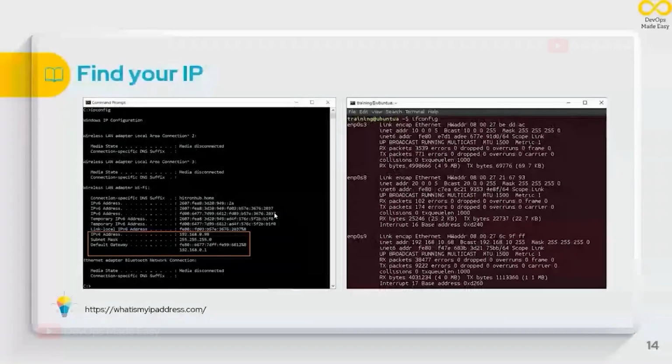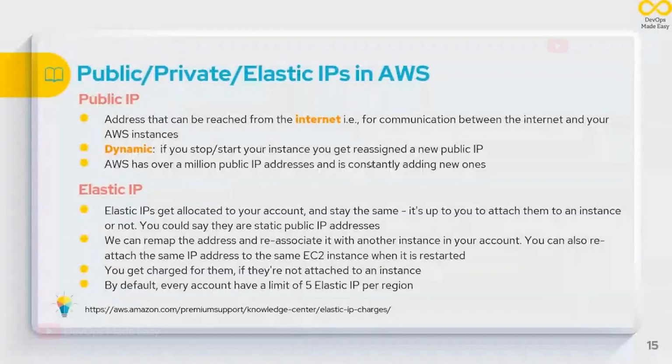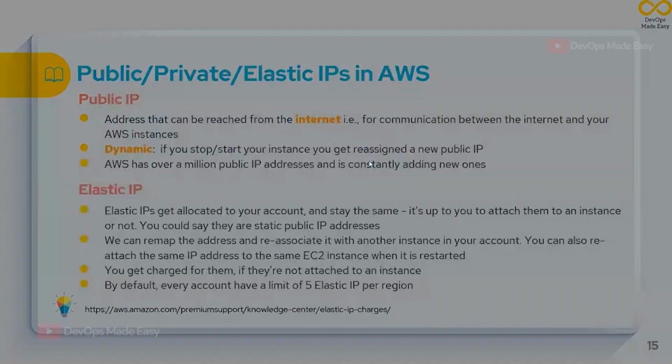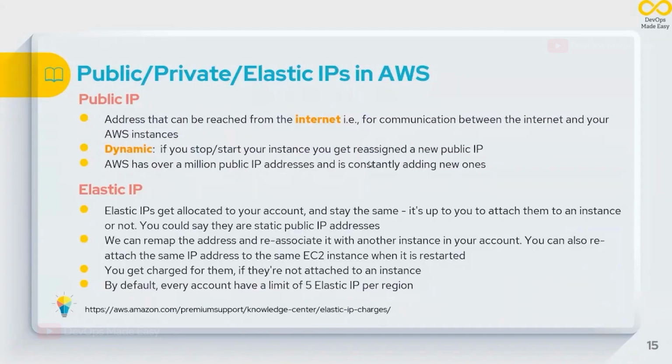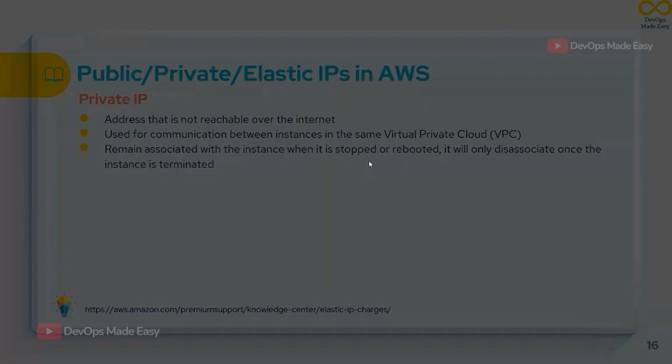In order to find your IP, it is ipconfig in case of Windows, or it can be ifconfig in case of Linux. In Linux, I'm going to show you how the output looks. Now we have 3 different types of IP addresses: one is the public IP, the other is the private IP, the third is the elastic IP.